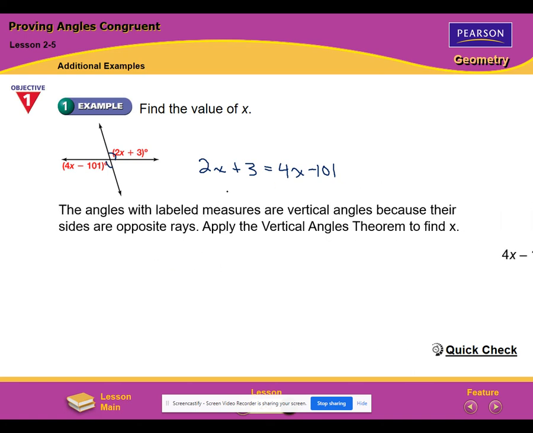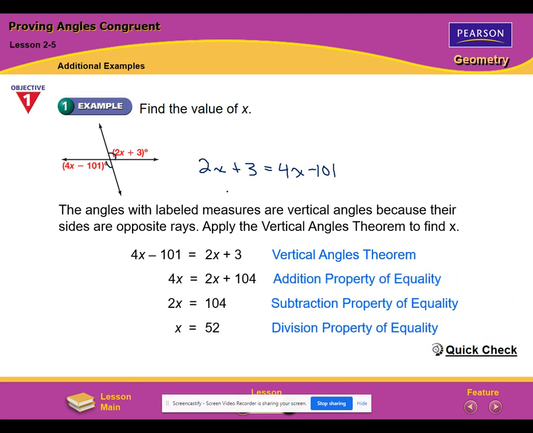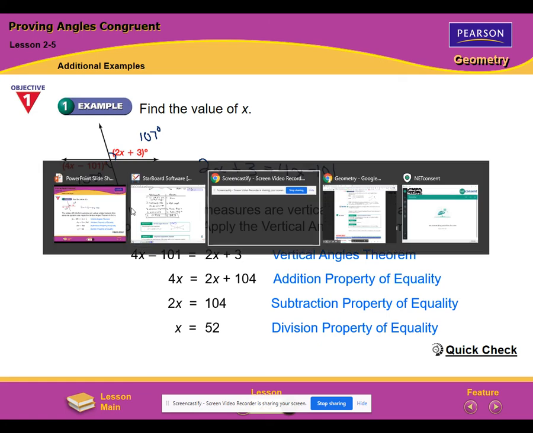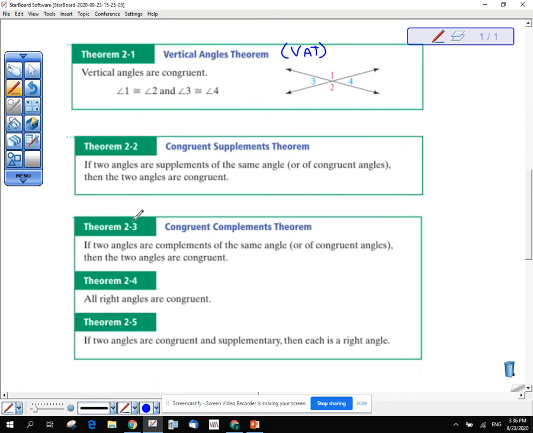Anyway, let me just roll to their answer here, because we've seen many problems like this. And they get x equals 52. By the way, you could plug 52 back in for x. This would be 104 plus 3, so 107. And 52 here would be 208 minus 101, which is 107. It works, right? Okay, finally, I just want to briefly touch on the other theorems that are in this section that we don't have the time to write proofs for, and they're very, very basic.